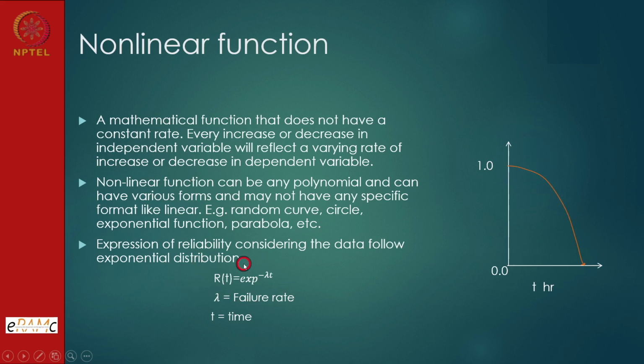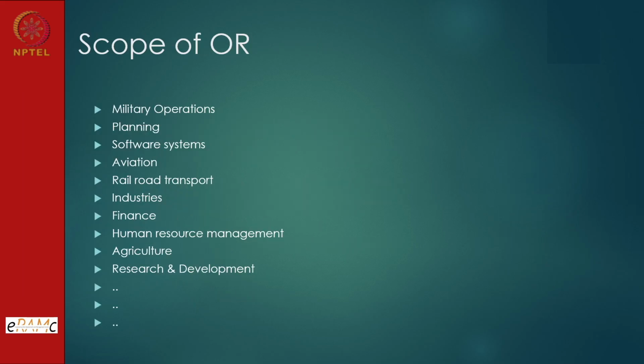It is the exponential distribution for reliability. Let us say R(t) = exp(-lambda t). Lambda is the failure rate and t is the mission time actually. There are many more examples of non-linear functions where it cannot be defined by an assigned rate. The rate will be different. And a non-linear function can be a polynomial and can have various forms and may not have any specific format like linear. So a random curve, circle, exponential function, parabola, etc. are examples of non-linear functions.